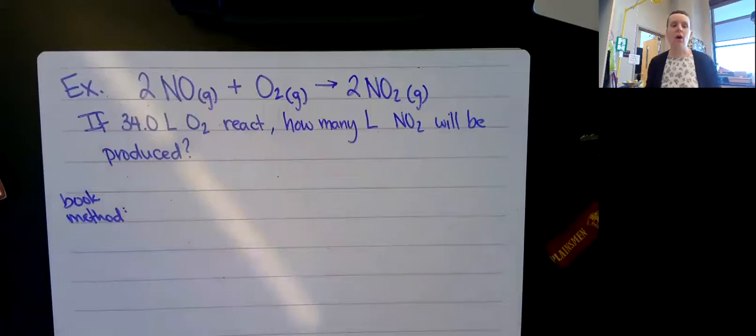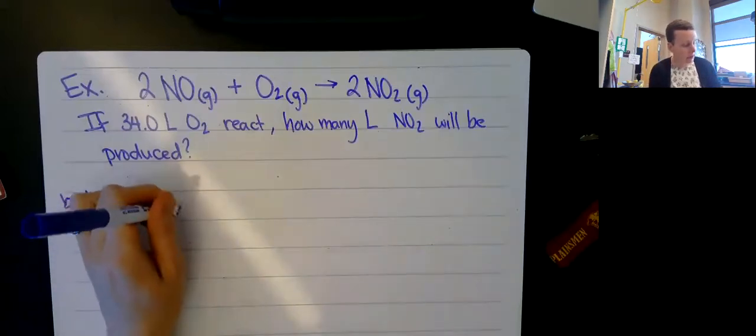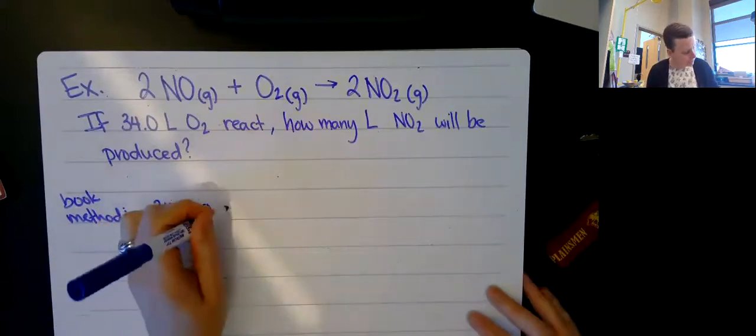And the book method says always convert to moles, which you can. It's just longer, takes more time, but you could do that. So let's just start with that. 34.0 liters of oxygen. Remember, you always start with what you're given in the problem.